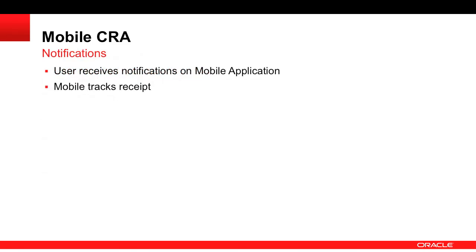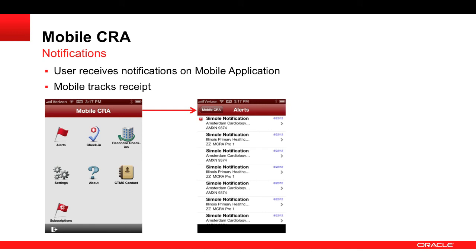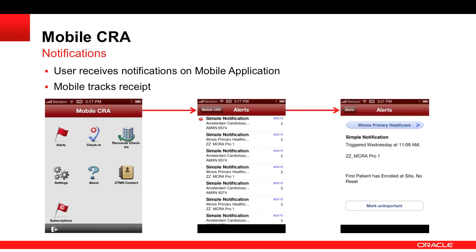Notification. Users receive notifications on the mobile application. And here we're taking a look at the application as rendered out on an iPhone device. So as mentioned, users receive notifications while on the mobile application and can acknowledge them, and then, if need be, note that they are being addressed and they're not important at that particular time. The mobile application also tracks receipt of that particular notification.